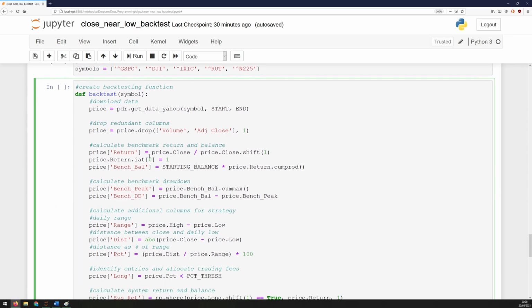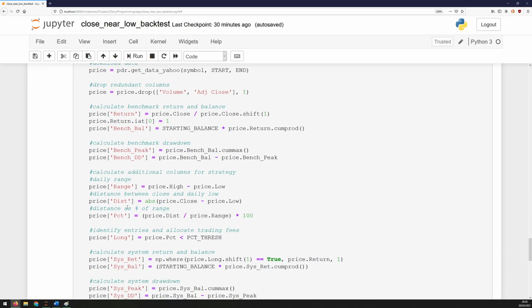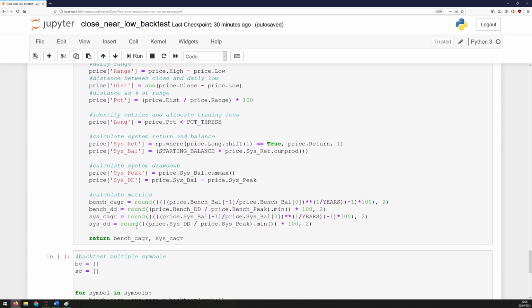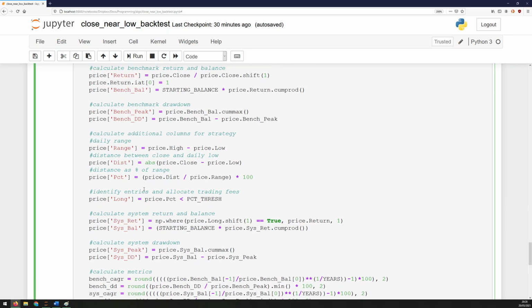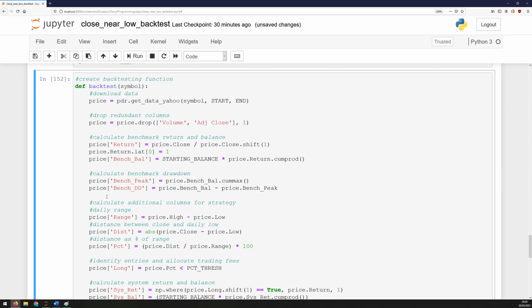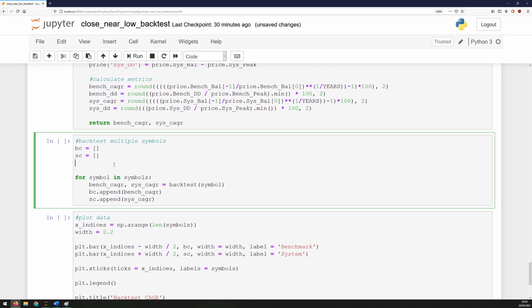It will calculate the return for the system. It's going to take one of these symbols, go through them one at a time, and just work out all of those same things, the range, the distance, the long signals, and all that stuff as well. And at the end of it, it's going to return the benchmark annual return and the system annual return. And this is going to allow me to compare them side by side. So I run this code just to get that function in. And now I can run the actual backtest.